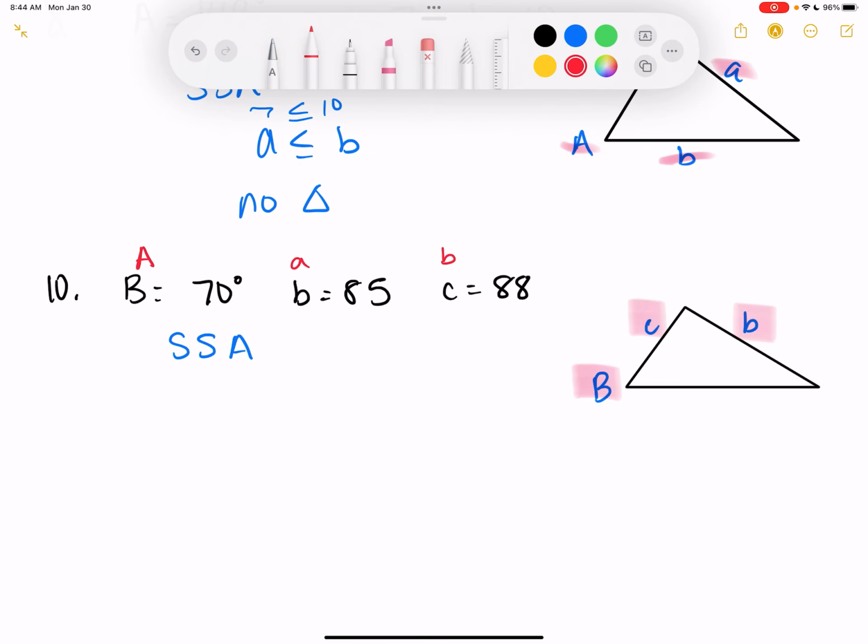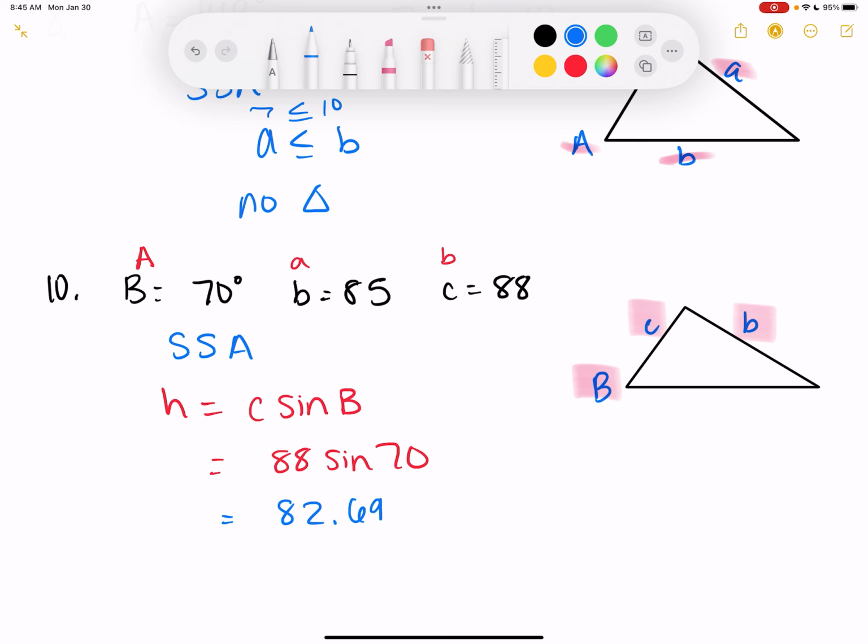So my formula modified is H is equal to C sine of B. It's always going to be the side that doesn't have his friend with him, his angle friend, and then the angle that his friend was given to us. That's why it's C sine B. So 88 sine of 70, which is what? 82.69.